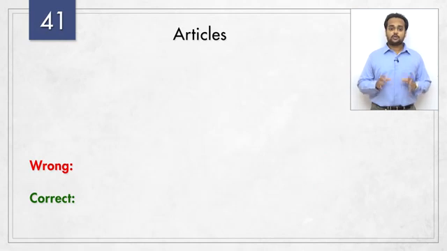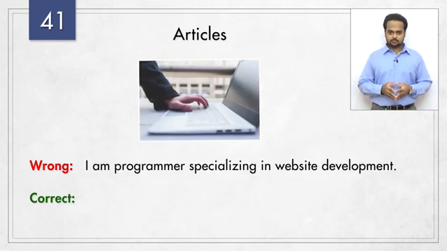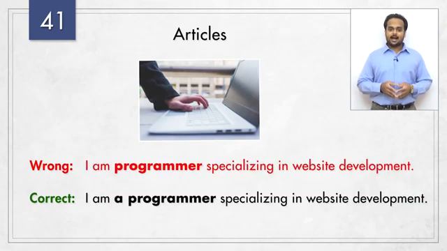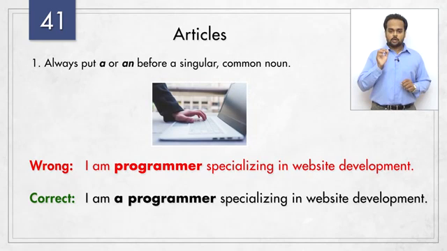And now we turn to another area that gives English learners a lot of problems: articles. Here's the first sentence. "I am programmer specializing in website development." Is something missing here? Well, we need to say I am a programmer. The noun programmer is a common noun. It refers to a category or type of person. If you have a singular common noun, you should always put a or an before it.